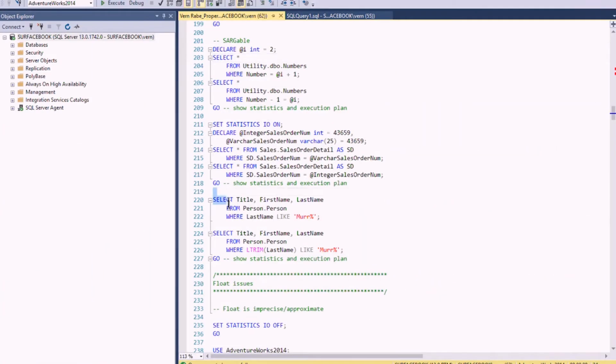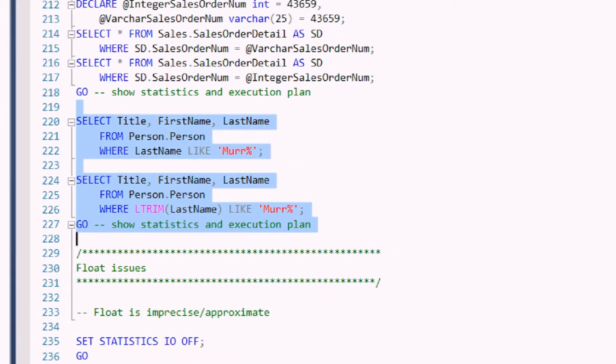One more example, and I just threw this one in because I see it so often. Here are 2 almost identical queries. I'm going to look for the person whose last name starts with M-U-R-R. They're both the same, but for some reason somebody thought there might be some leading spaces on the name, so I'm going to do an LTRIM. Notice right there that that column is not by itself on one side of the comparison operator. An index or statistics on that column can't be used here, but it can be used here. They look identical, but the second one is a problem.